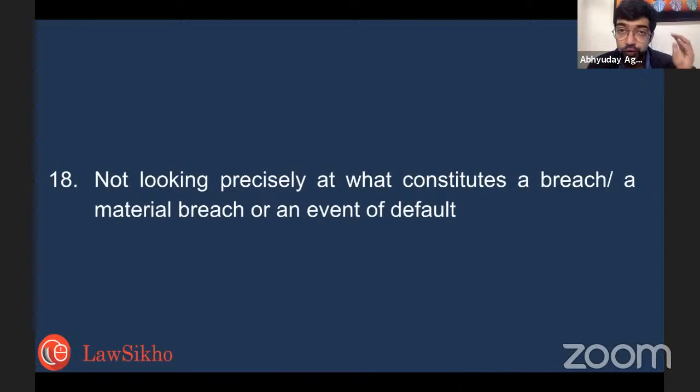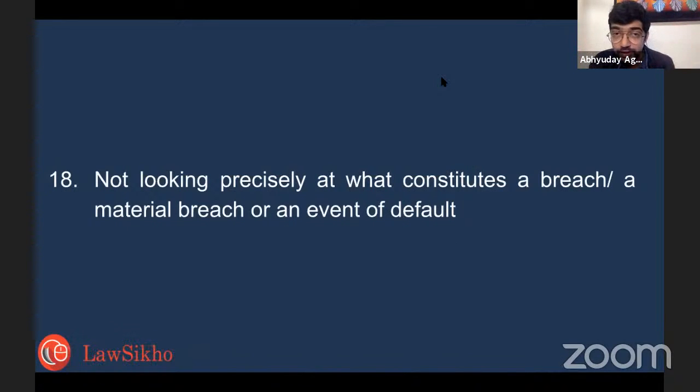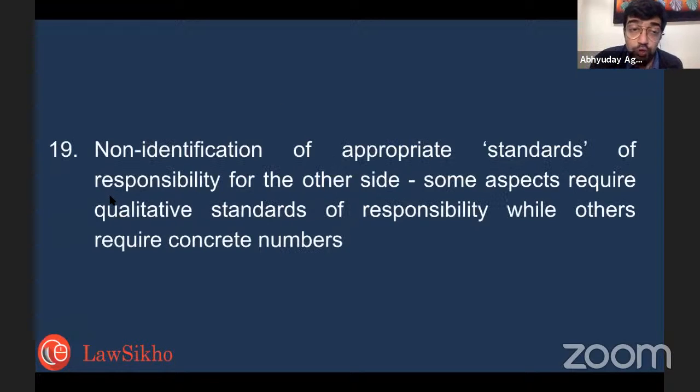Okay, event of default, for example, again has to have a very specific meaning. You can define it differently for different contracts. Okay, but you have to name examples of situations, like 99% of the situations that you can predict, you must list there. And there are going to be 5 or 10 most common situations that will lead to a breach, where you will pull out of the deal, or where you will sue for damages. You want those to be defined, because the question of breach should not be disputable. Okay, non-identification of proper standards of responsibility.